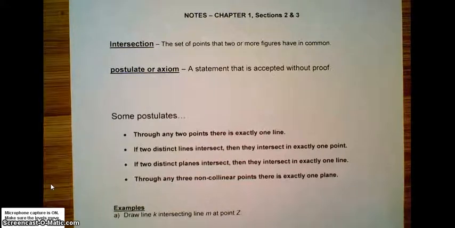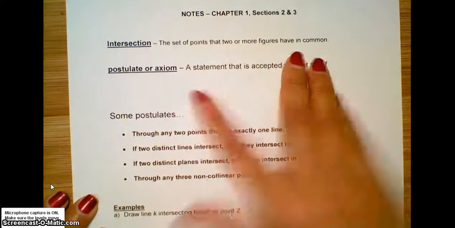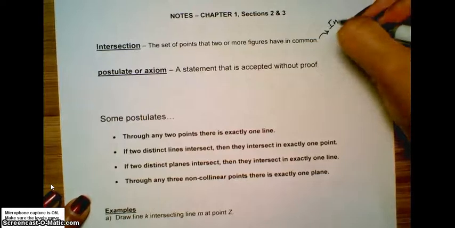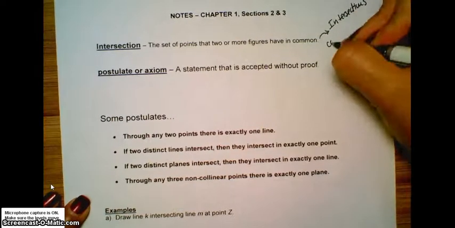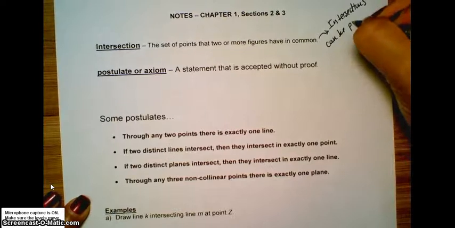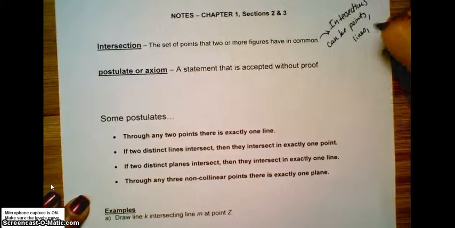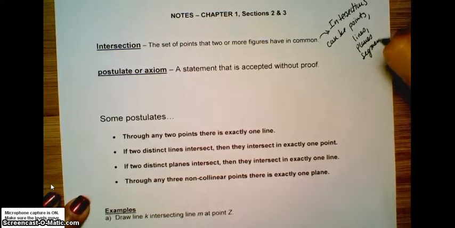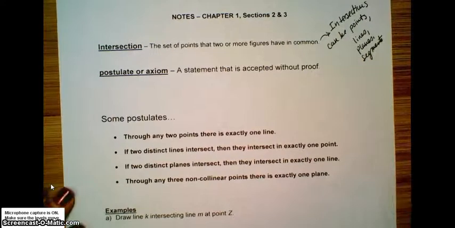Here we are on page 3. The first vocab word is intersection. It's the set of points that two or more figures have in common. So make a note here that intersections can be points, lines, planes, segments. Keep this in mind. Intersections can be a lot of different things.